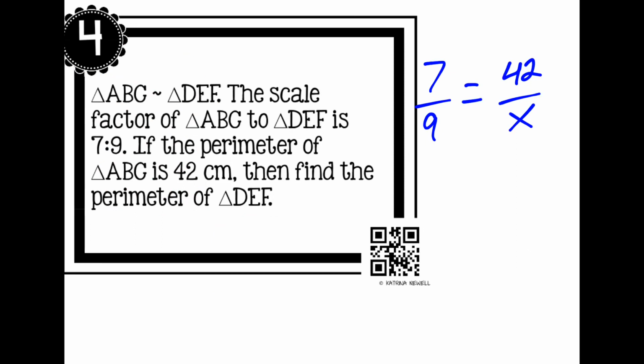For number 4, we have 7 over 9, and we know one perimeter is 42. And 42 goes with ABC, which was the first one, so the 7, that's why it has to be on top. We cross multiply. 42 times 9 divided by 7. 54 was the answer.